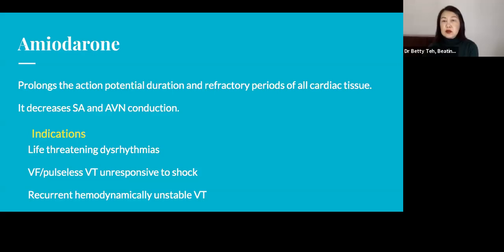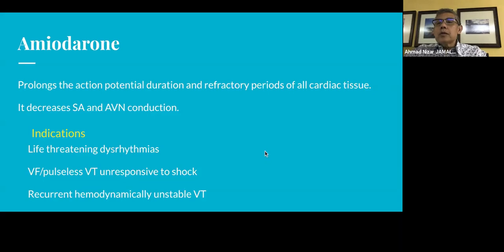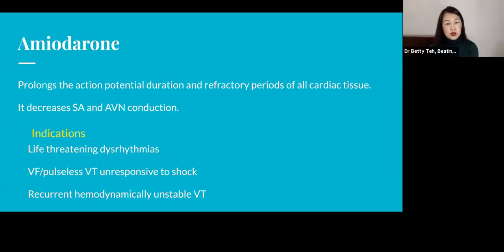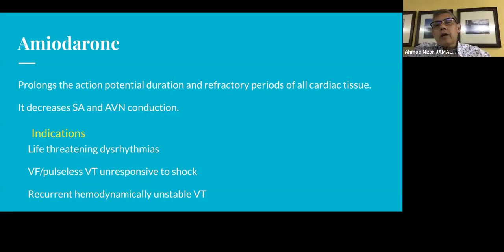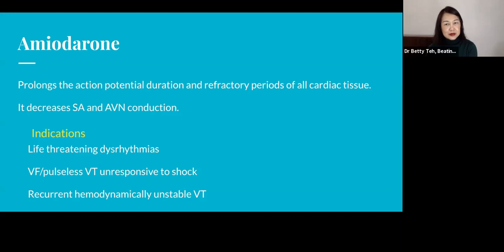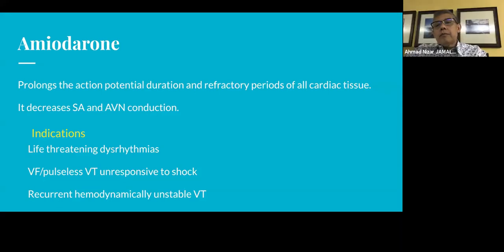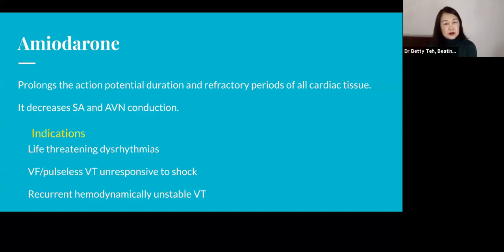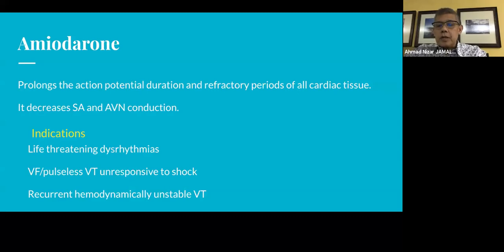Amiodarone prolongs the action potential duration. It also prolongs the refractory periods of all cardiac tissues, and it decreases sinoatrial as well as AV nodal conduction. So it's got a broad effect on the myocardium. So the indications would include life-threatening dysrhythmias in people with ventricular fibrillation that is unresponsive to shocks, or in people with recurrent hemodynamically unstable ventricular tachycardia. But for any other uses, for example, if you want to use this in, say, narrow complex tachycardia, I would suggest that you seek a senior's opinion before you consider it.